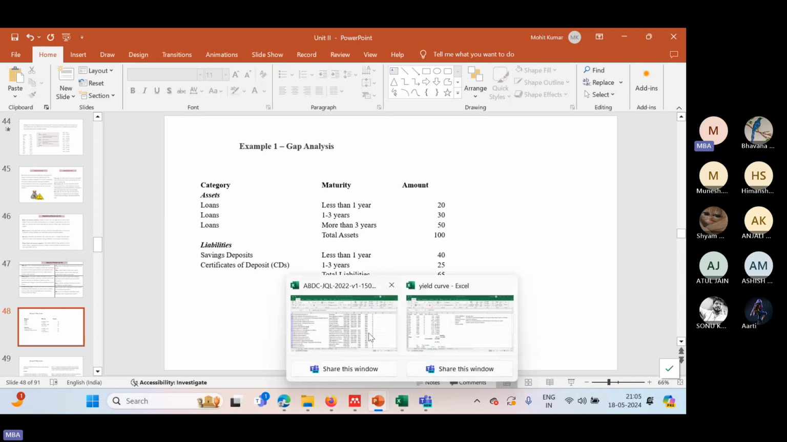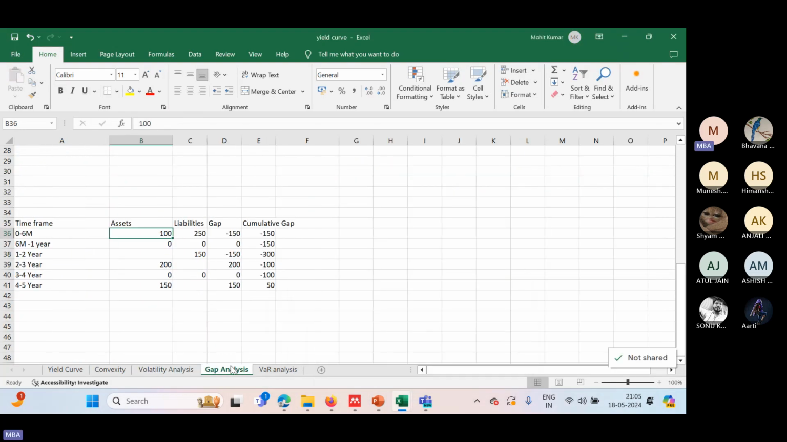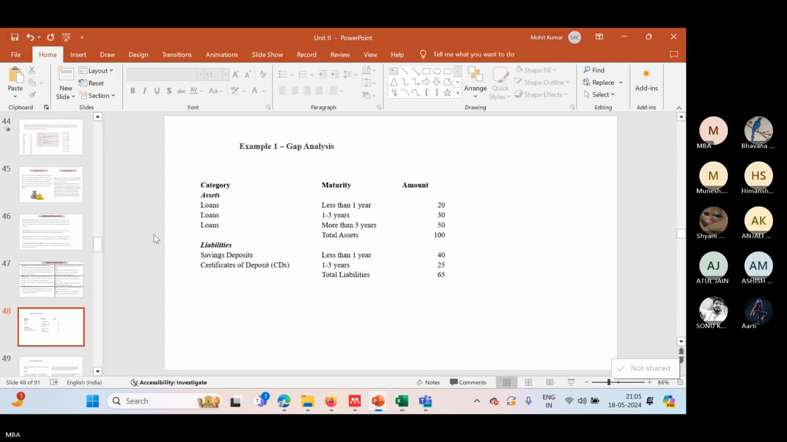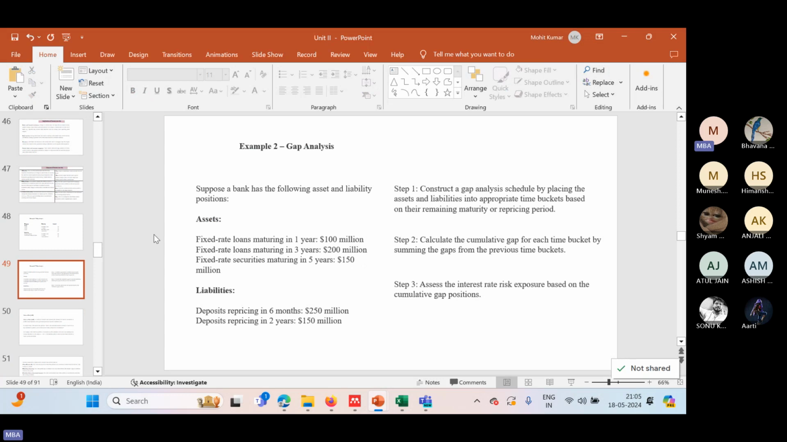And this was the example we discussed. This was the gap analysis. So we kept assets on one side, and then we took certain time frames, 0 to 6 months, 6 months to 1 year, then 2, 3, 4, 5. We had assets, we had liabilities, and we had this gap. We then had the cumulative gap, and finally at the end of 4 to 5 years we had a positive gap, which means we had higher assets compared to the liabilities. So in the fifth year, suppose the interest rate goes up, it would be beneficial for the bank, because they will have more interest to receive than the interest to pay. Then this was the second example we already discussed there.